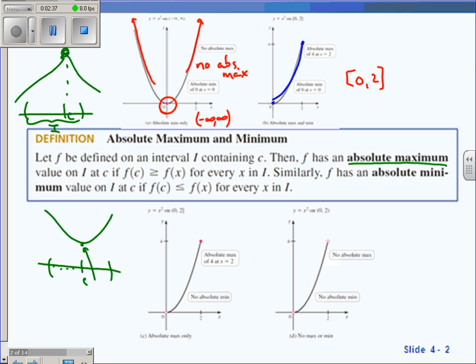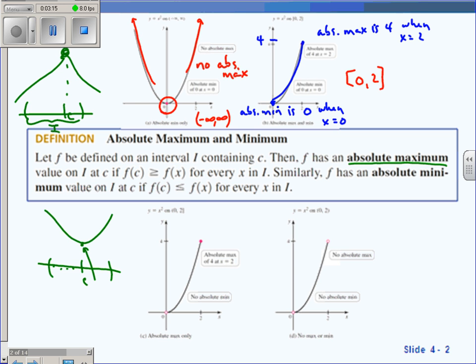Now there is an absolute maximum. The absolute maximum occurs here at y equal to 4. So the absolute maximum is 4. The maximum is that y value when x is equal to 2. Now, is there a lowest point? Well, there is. The lowest point occurs down here at y equal to 0. So the absolute minimum is 0. That's the smallest y value on that interval, and that occurs when x is equal to 0.